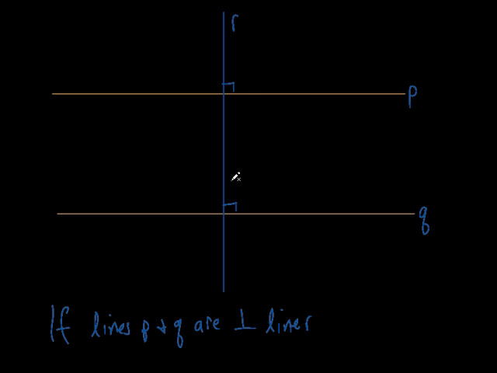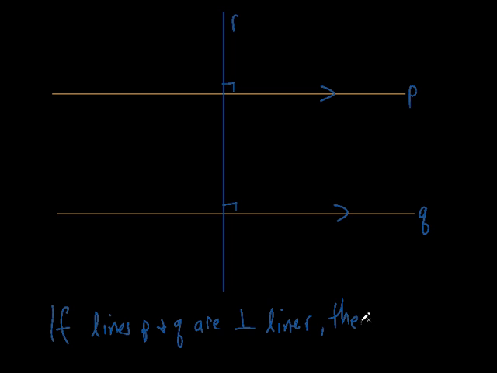See, they're both perpendicular, and that means, look at this. This angle would be a right angle. This would be a right angle. And so these would be equal to each other, corresponding angles. So what must be true if the corresponding angles are equal? That must mean that the two lines have to be parallel.